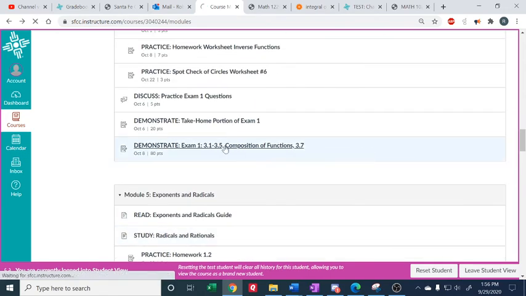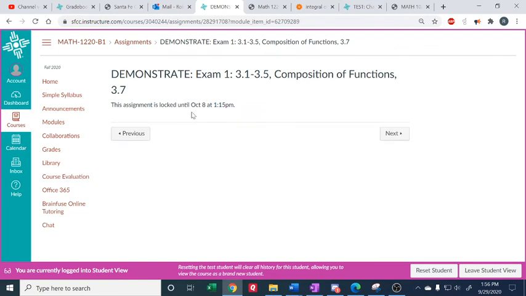When you try to go to the exam, it just says it's locked until the date and time of the exam. October 8th, we'll be taking it from 1:15 to 2:15 p.m. So for the exams, we'll have class that day. We'll go 12:30 to 1, and I'll be teaching some new material. And then we'll take a 15-minute break, and then at 1:15 the exam opens up.